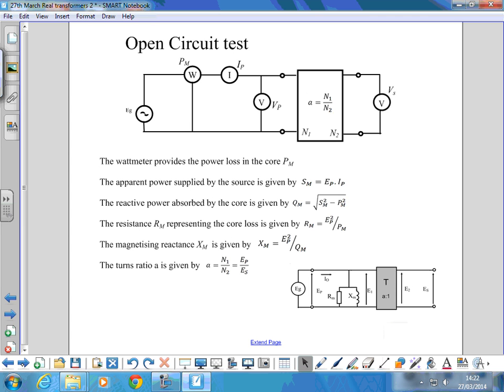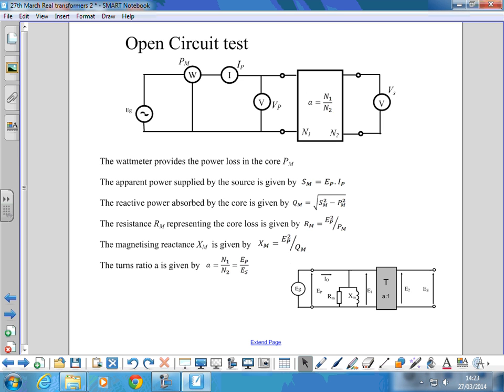So in detail then, what that gives you, if we measure those, is what there is on that page. We set the circuit up as up the top: voltmeter across the secondary, voltmeter across the primary, an ammeter in the primary side as well, and a wattmeter, so we can measure the power. The wattmeter will provide us with the power loss in the core, PM.